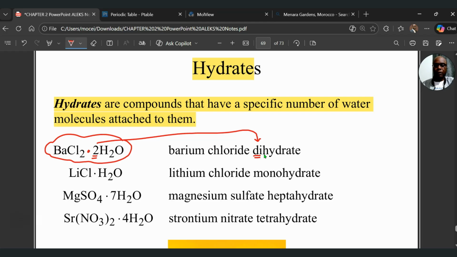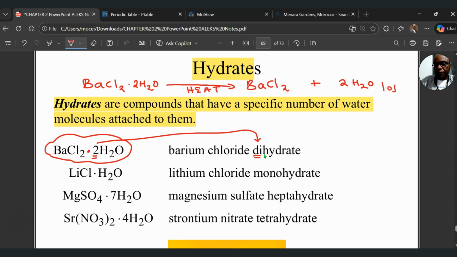Now, without the water, if you heat barium chloride dihydrate, and it's a common experiment we do in the lab with hydrates, you're going to get barium chloride by itself and the two molecules of water that are going to be lost. Whatever is left without the water is what we call anhydrous, meaning without water. That's what anhydrous means. So the opposite of hydrate is anhydrous.